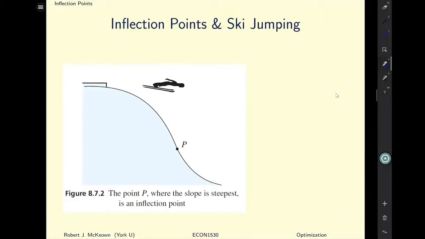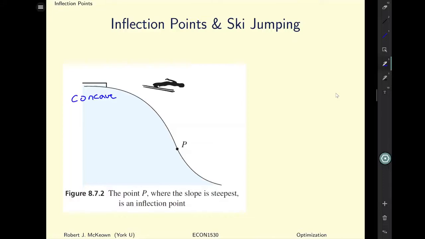Here's a sort of real-world example. You can imagine a ski hill. At the top, the function is concave down here. We're at the top of the hill. And if we're standing at the very top of the hill, if we step forward, we're going to be going downwards. And if we step backwards, we're going to be going downwards. The function is concave.